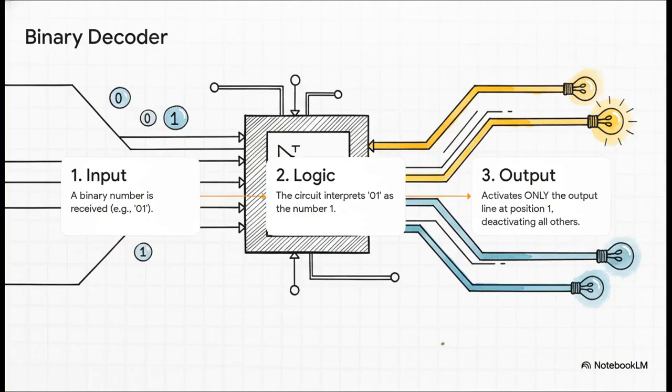So how does the hardware read that command? For that, it uses another clever circuit called a binary decoder. It's pretty simple, actually. You give it a binary number, say 01. The decoder looks at that, knows it's the number 1, and then it does one thing. It turns on only the output wire at position 1. All the other output wires stay off. It's basically a selector switch.